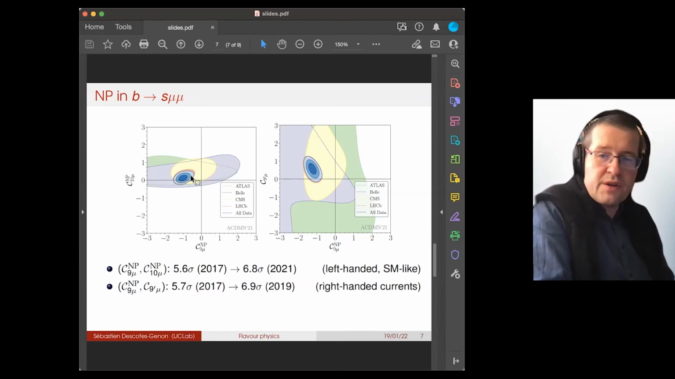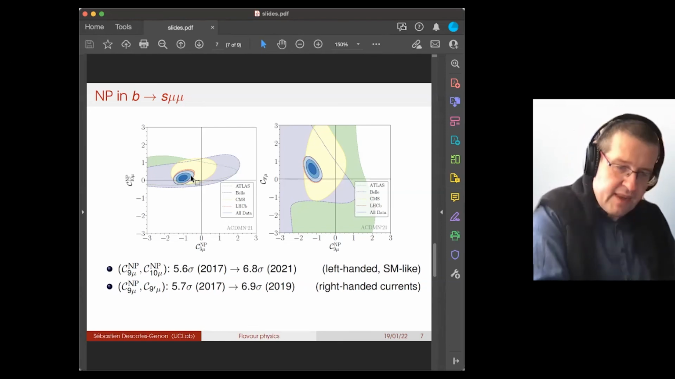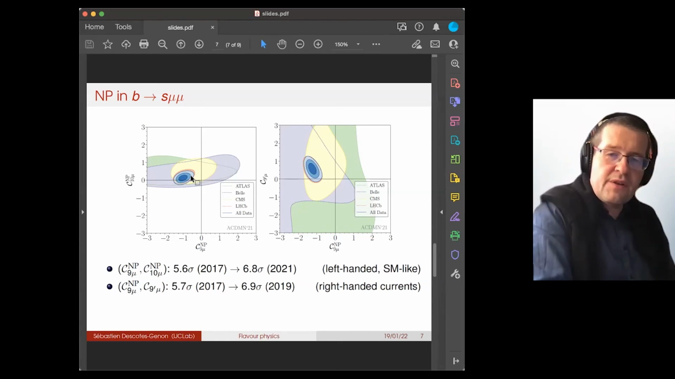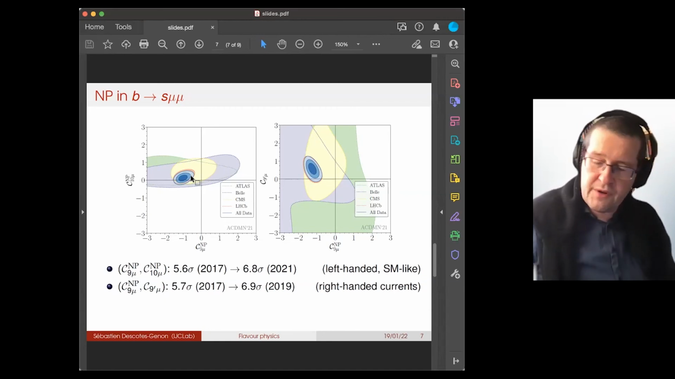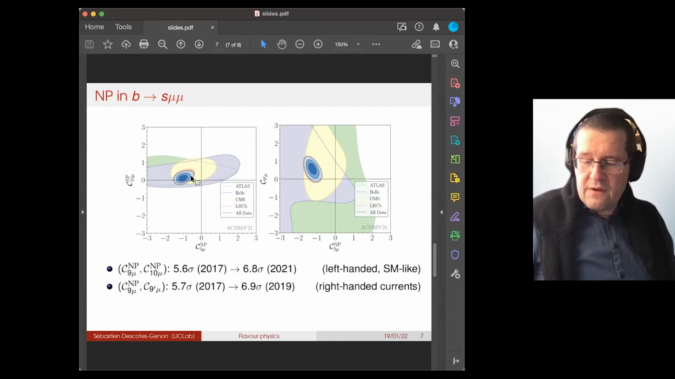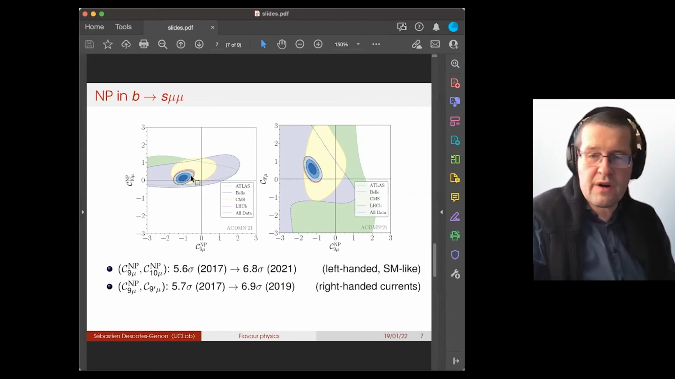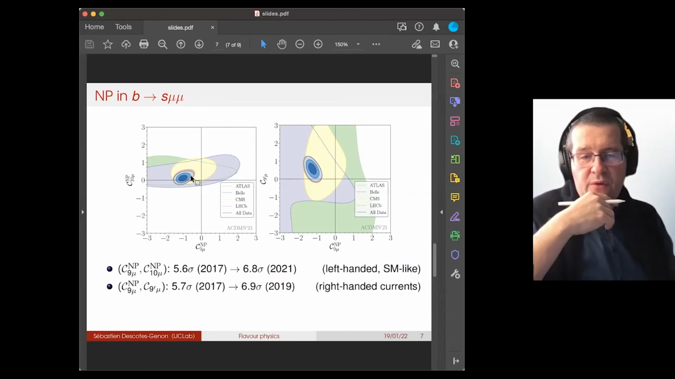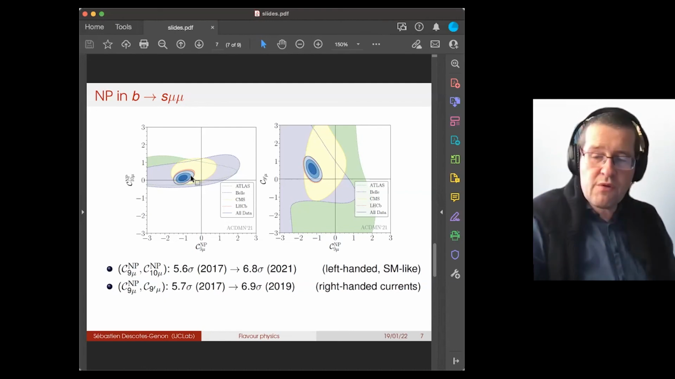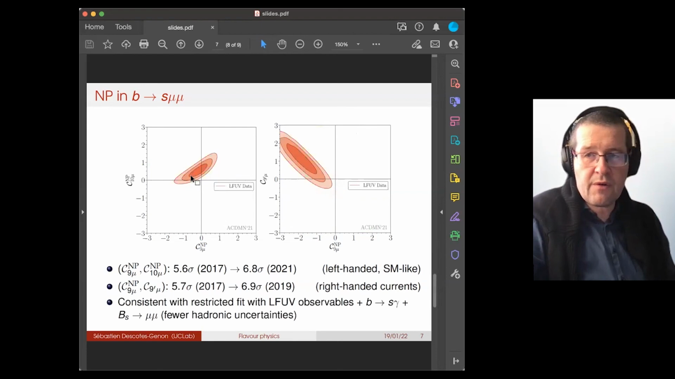So that's quite interesting. Especially C9 equal minus C10, you can imagine that it's really keeping the V minus A structure of the standard model. And so this one is just by keeping the situation where you assume that you got only B2S mu mu affected by new physics and nothing more.